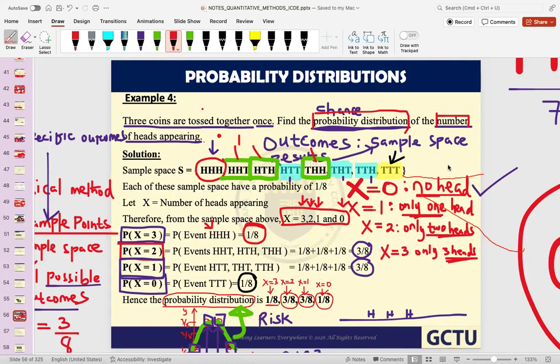But before that, any question from what we have done today, random experiments and how random experiments bring about probability distribution? Okay. I don't see any question coming.